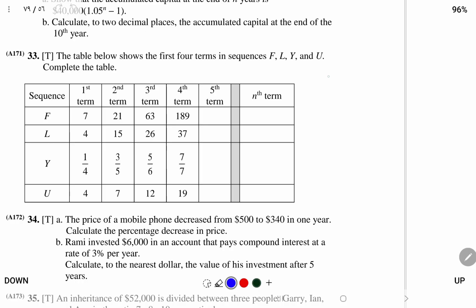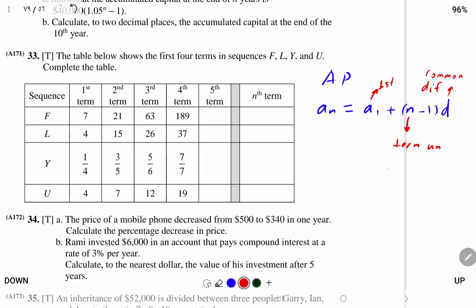First one is arithmetic progression. An is equal to a1 plus n minus 1 times d. A1 is the first term, d is the common difference. So this is the first term and this is the common difference. And n is the term number.